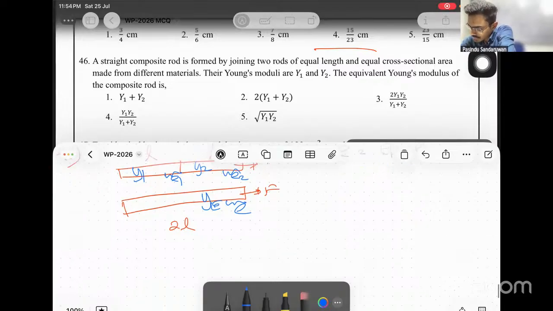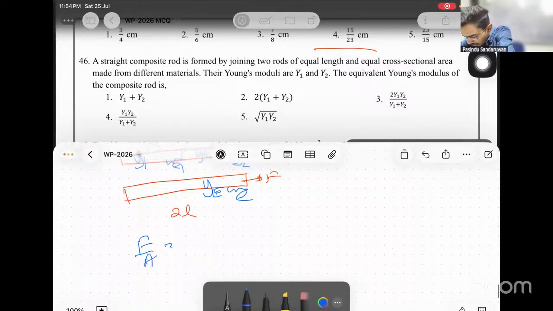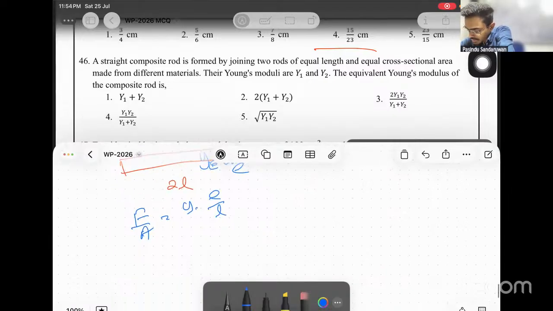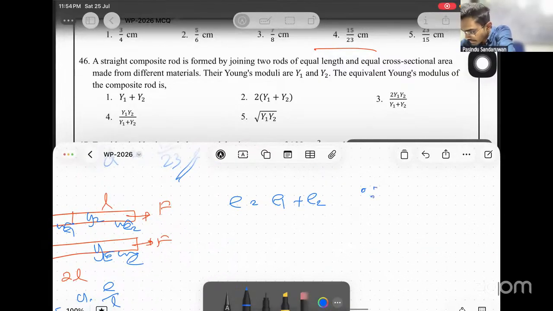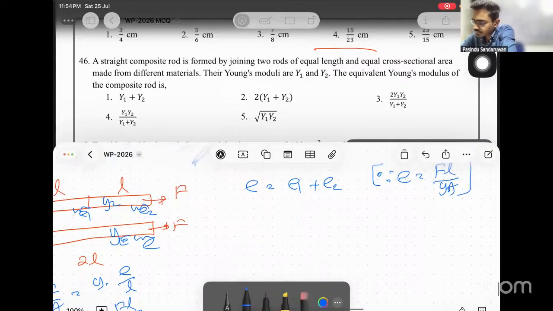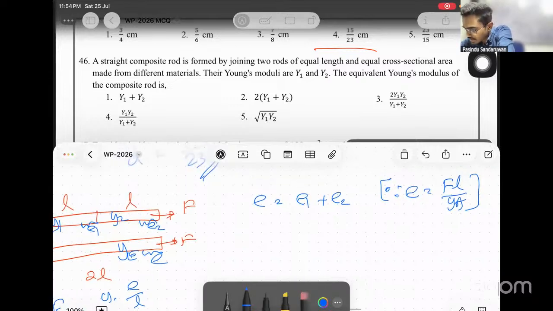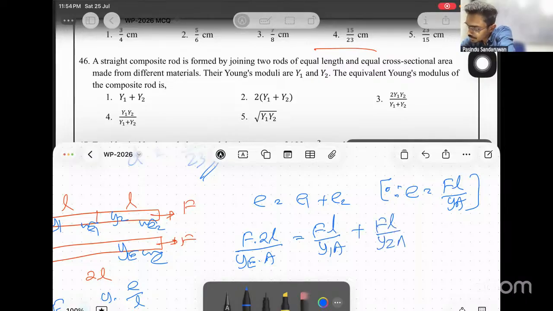But from Young's modulus we know, F over A equals Y times E over L. Then E can be written as FL over YA. Then apply it for each term separately. For the equivalent, same force F, but length is 2L, Y is YE, area is same A. For E1, same force, length is L, Y1, A. And for E2, F, L, Y2, A.